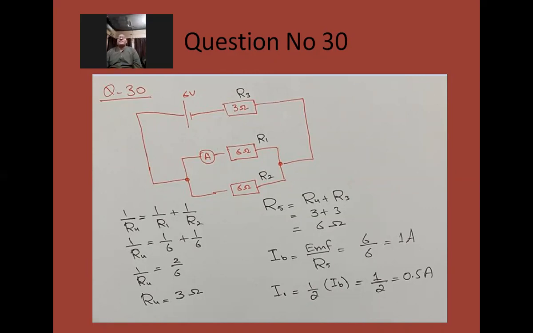So from the battery, 1 ampere will come out. When this 1 ampere current reaches this point, both the branches have equal resistance, so the current will be equally divided. So the current flowing through branch number 1 will be 1 by 2 of the current coming from the battery. So 1 divided by 2, and that will be 0.5 ampere. So this is how you do question number 30. And the question was, what is the reading on the ammeter? And that will be 0.5 ampere.